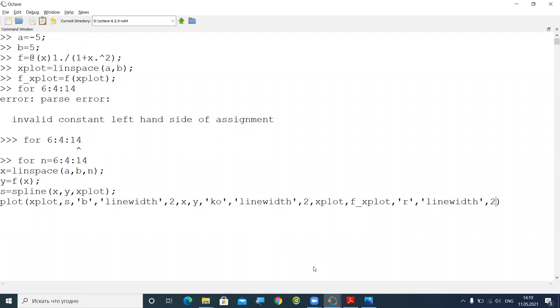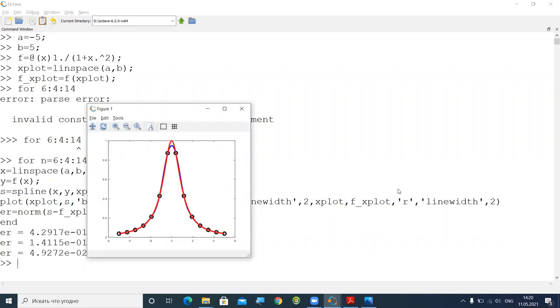So now just continue and find the error. Error equals norm, and now spline minus the value of the function at xplot. And we'll use the infinity norm here also. Okay, now let's continue and close the loop. Let's check it one more time.